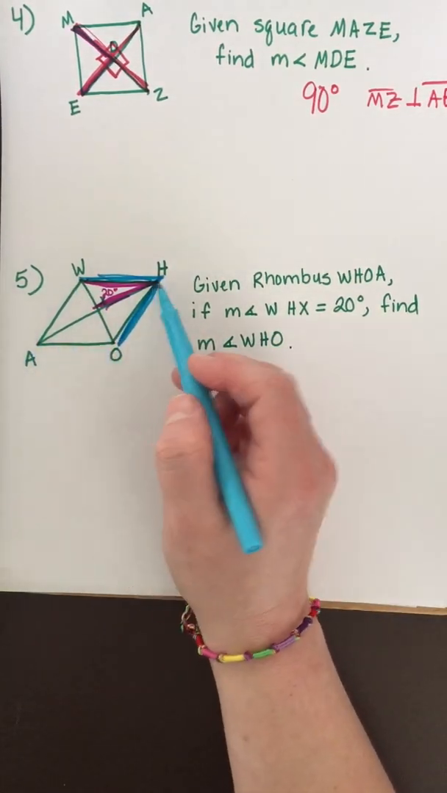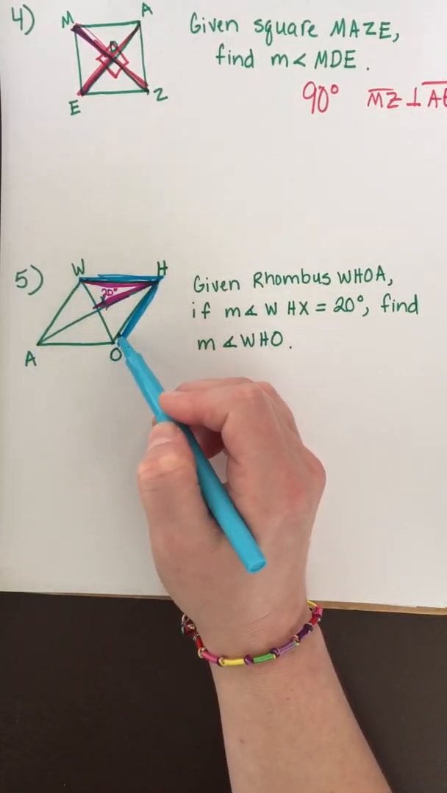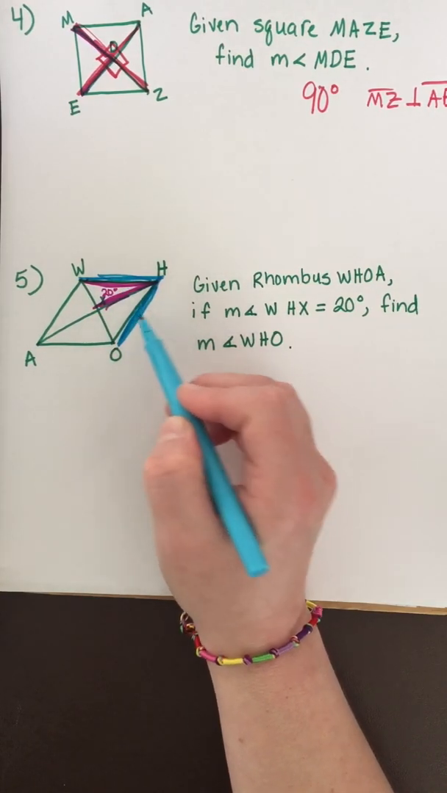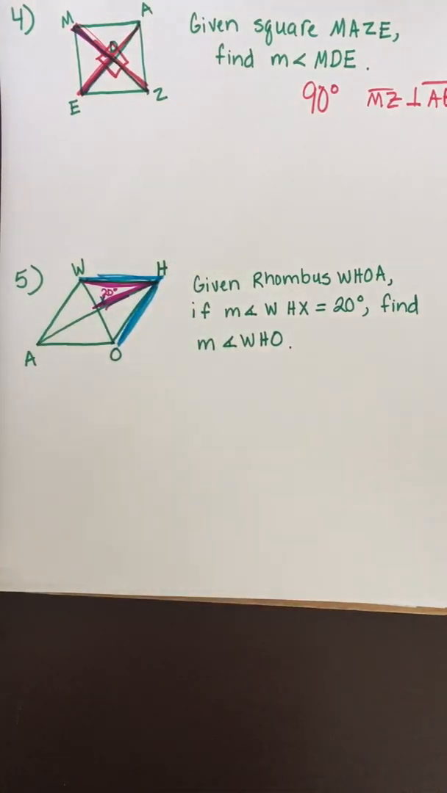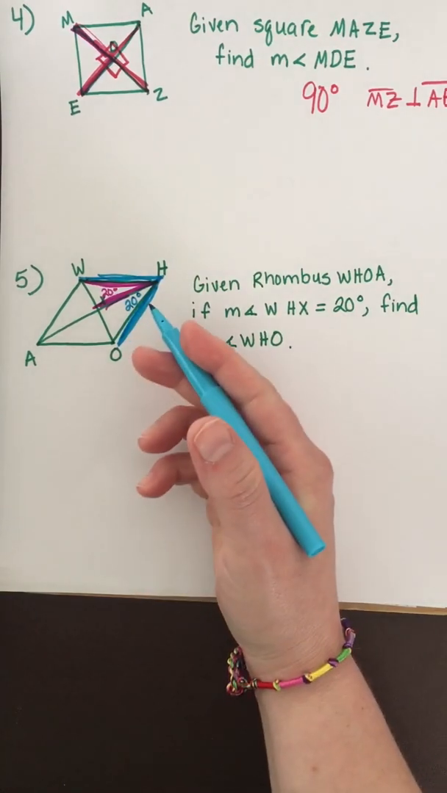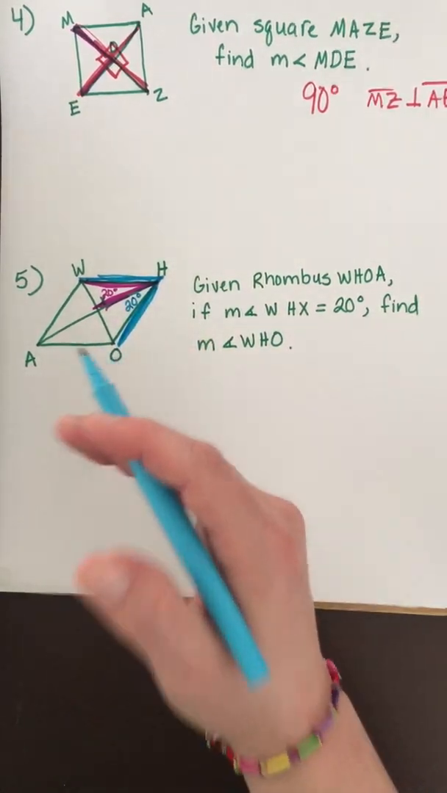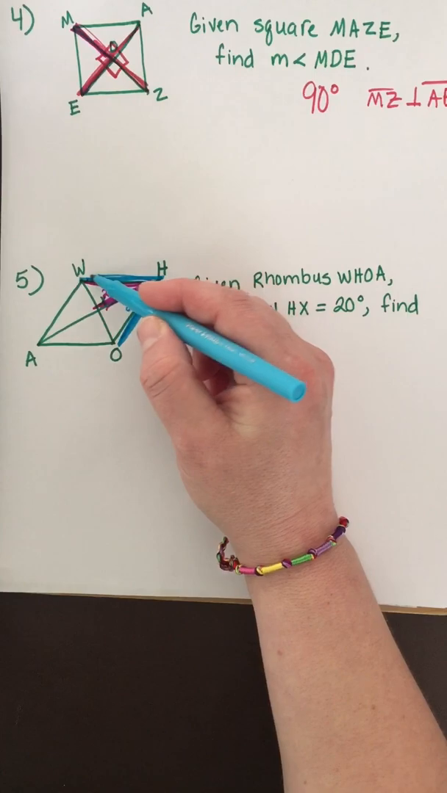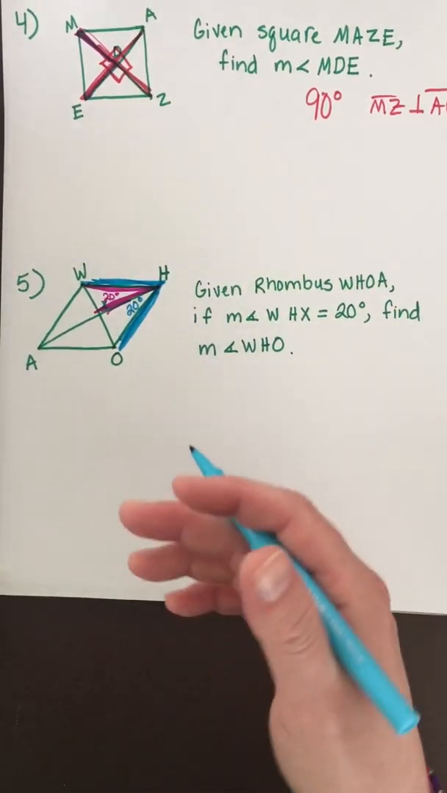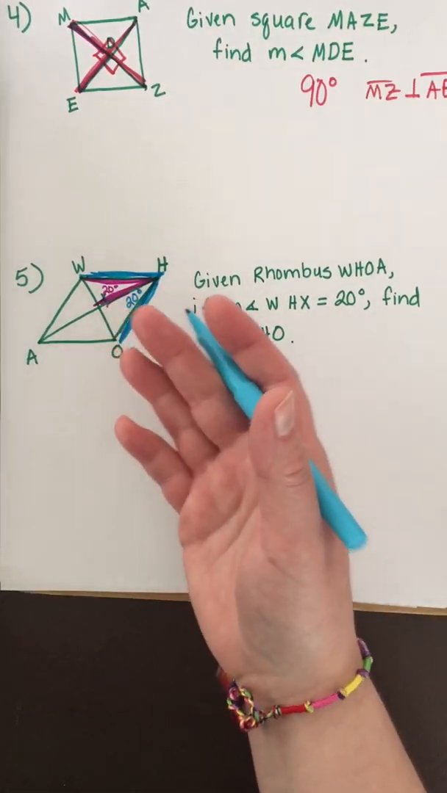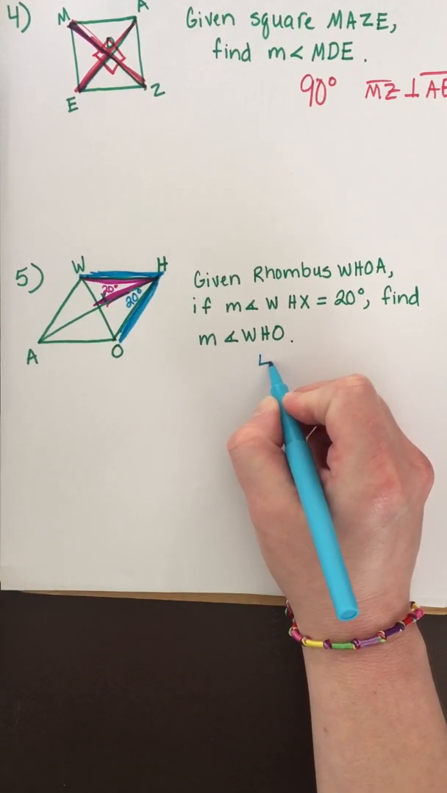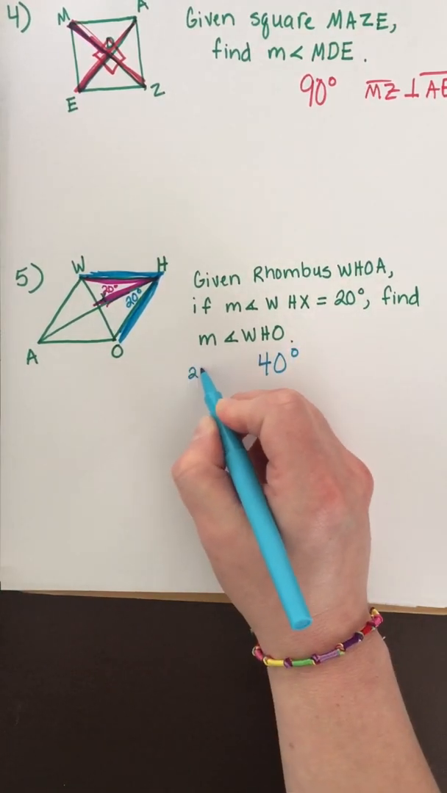Well, we know when we have a rhombus that the diagonals are bisecting these angles. So that means whatever this little angle is, that's what this angle has to be also. So if this is 20 degrees, then this angle is also 20 degrees. Bisect, cuts into 2 equal parts. So what would the big angle be if this one's 20 and this one's 20? Well, the angle addition postulate says I'm just going to add those together. So the measure of angle WHO would have to be 20 plus 20, which is 40 degrees.